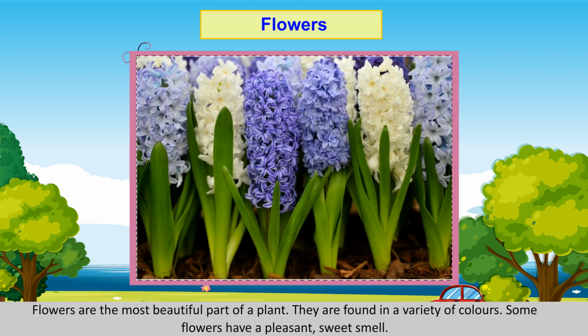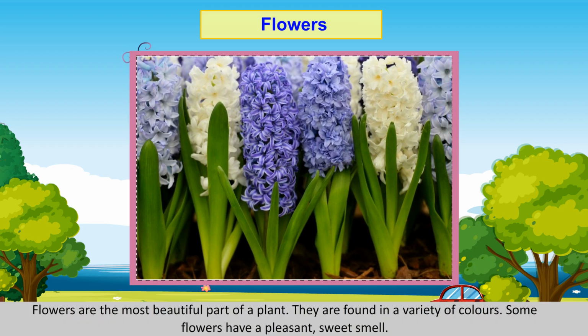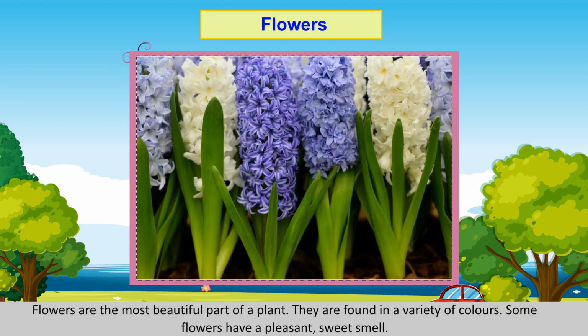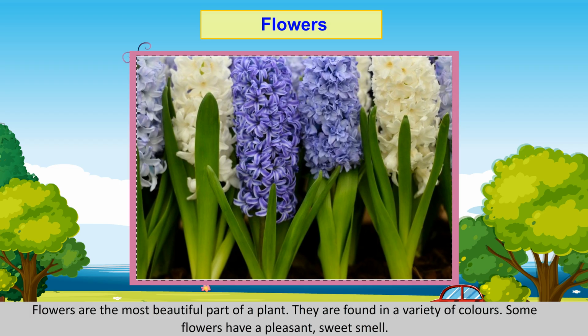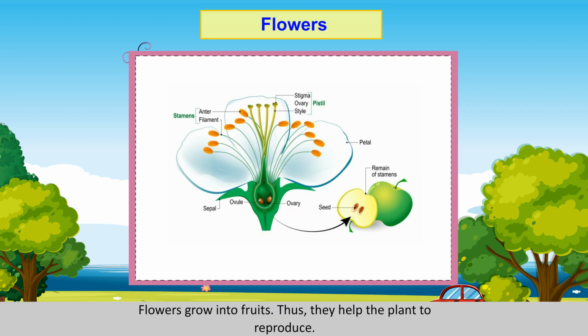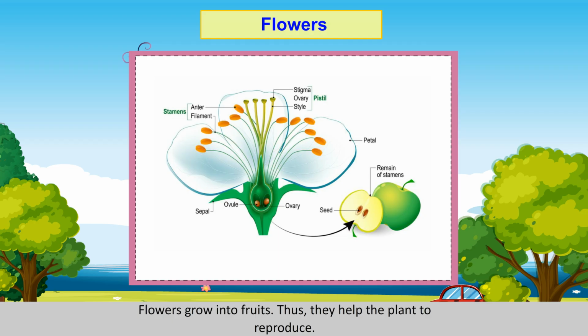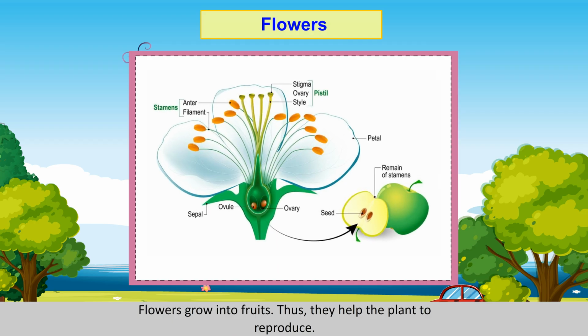Flowers. Flowers are the most beautiful part of a plant. They are found in a variety of colors. Some flowers have a pleasant, sweet smell. Flowers grow into fruits. Thus, they help the plant to reproduce.